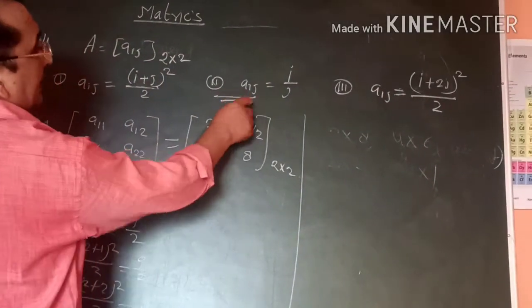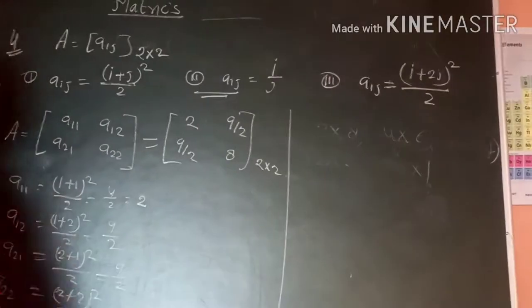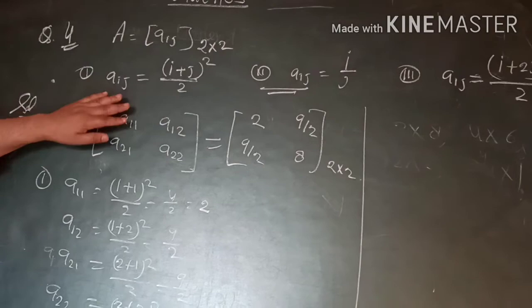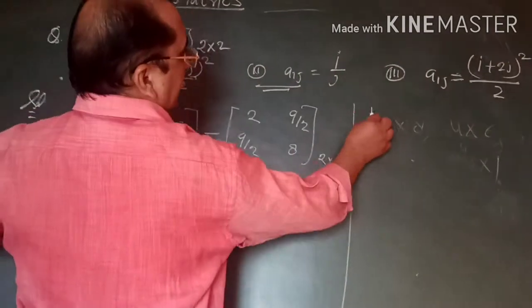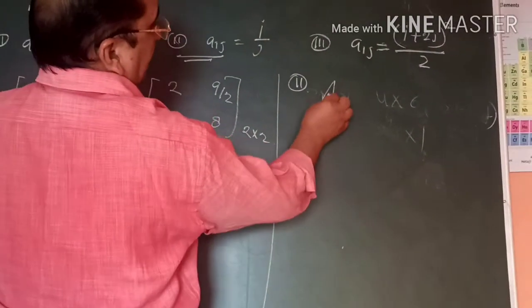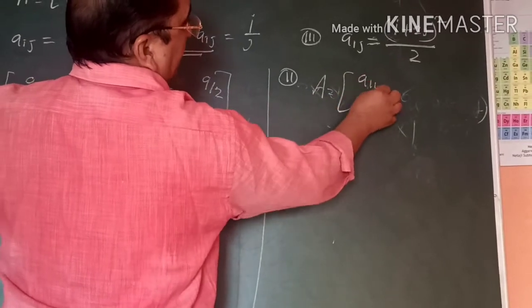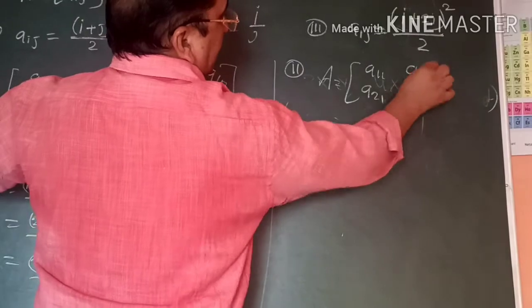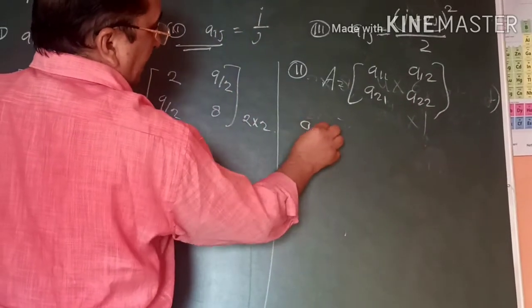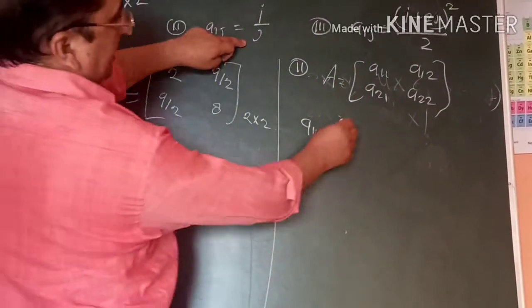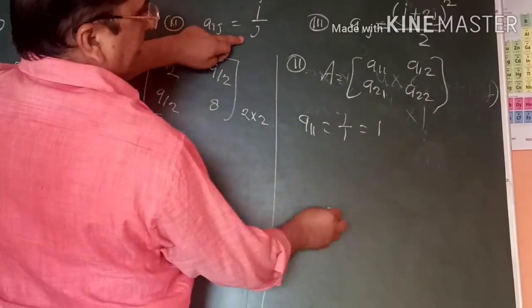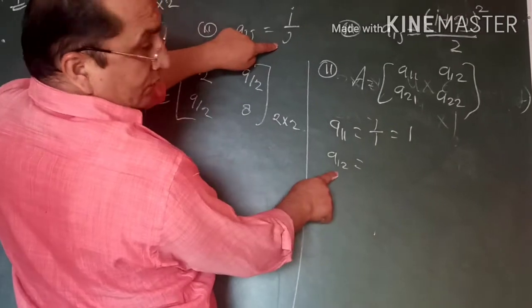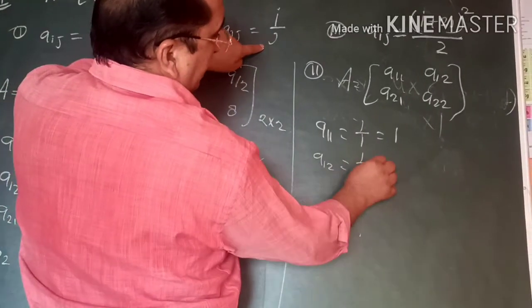Same. aij equal to i upon j, and all these things will come the same. Now see, second one. A equal to a11, a12, a21, a22. a11 is defined by i upon j: 1 upon 1 means 1 will come. a12, i upon j, i is 1, j is 2, 1 upon 2 will come.